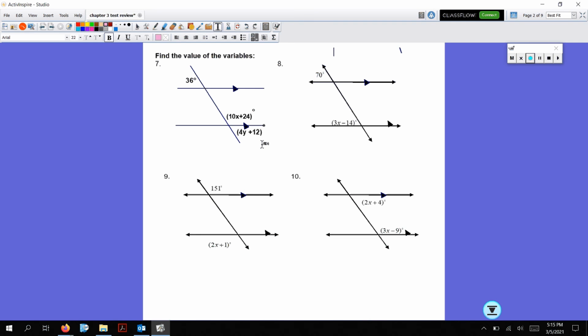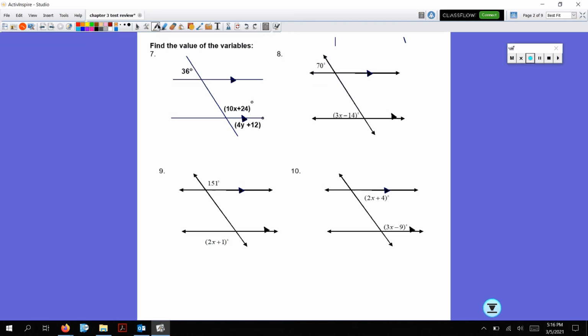Okay, so if I look here, number 7, I see that 38 degrees is alternate exterior with 4y plus 12. So 4y plus 12 equals 36. Subtract 12 and we get 4y equals 24. Divide by 4 and I have y equals 6. It just says to find the value of the variables. We don't need to plug it back in. Plus we already know it equals 36 degrees. So y equals 6.